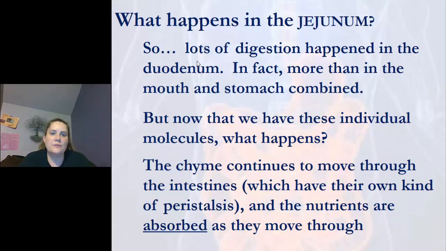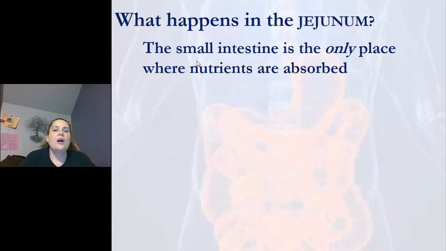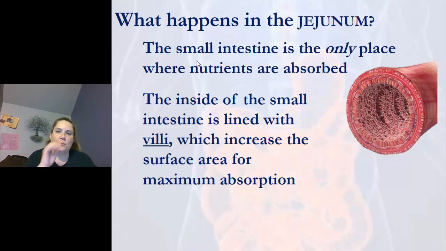So our nutrients are going to get absorbed. The chyme is going to keep moving through the intestines. And the way it moves through the intestines, it actually has its own kind of peristalsis. Just like the esophagus had peristalsis, there's peristalsis in the small intestine as well. And nutrients are going to get absorbed in the jejunum. The small intestine is the only place where nutrients get absorbed in your body. It's the only place nutrients come in.